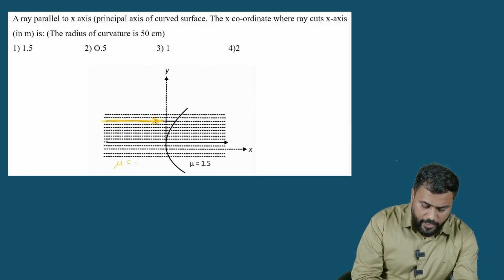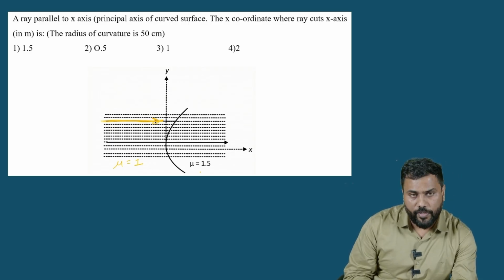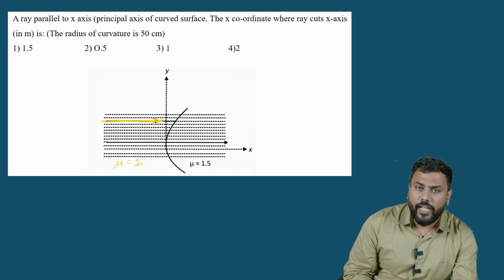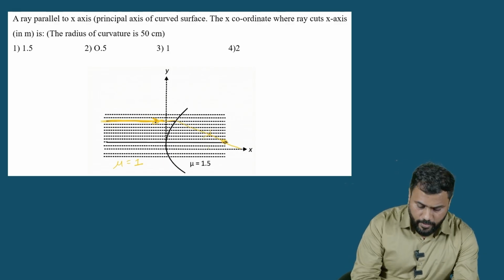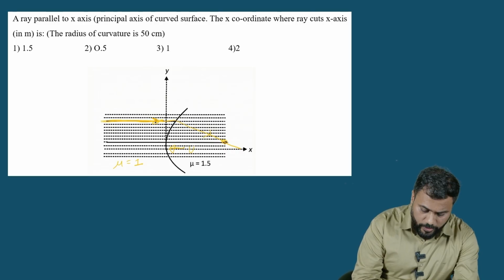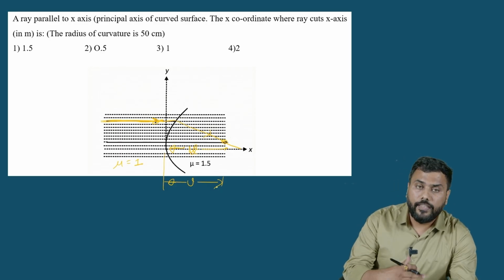One side definitely, if not given, we'll assume it is refractive index 1. Other side refractive index is 1.5. They are asking x coordinate where the ray cuts the x-axis. So this ray will refract here and somewhere it will cut the x-axis. We need to find the x coordinate of that point. The x coordinate of this point should be the image distance v. So we need to find the image distance in the second medium.